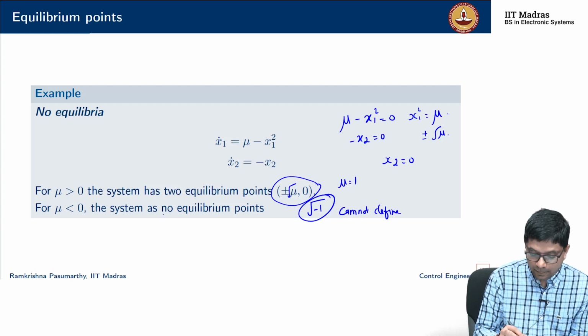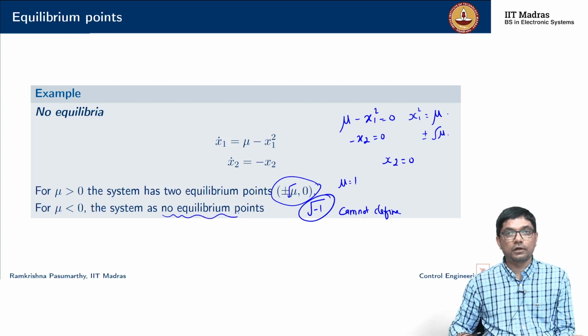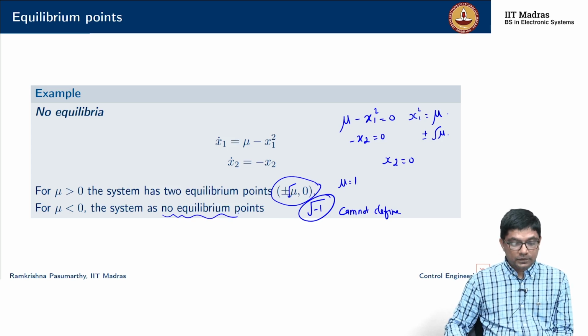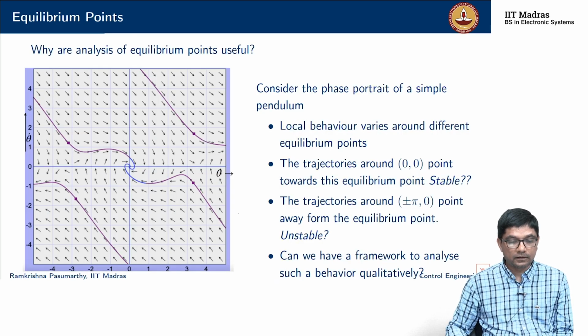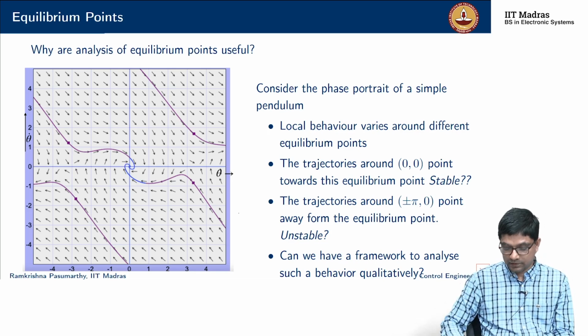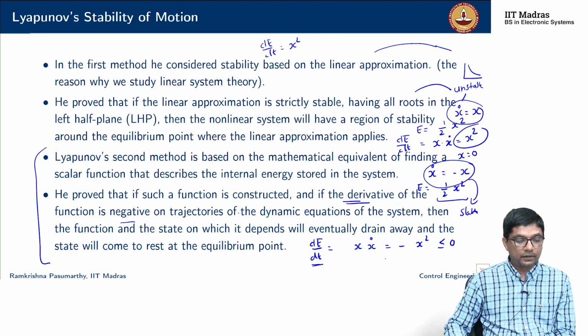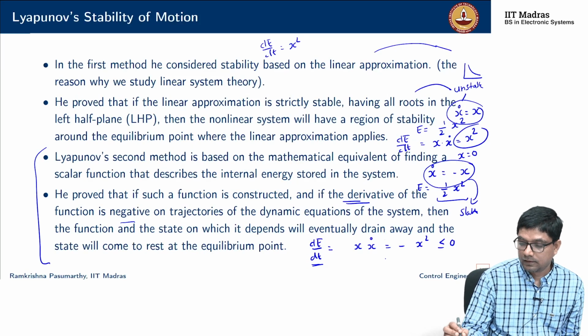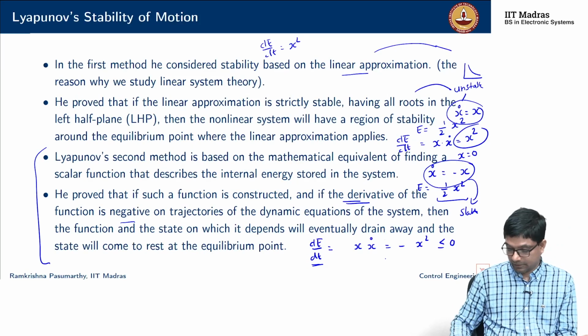Okay. And then there are also systems which do not have equilibrium points, right? Okay. So, this is nice, right? And why is analysis of equilibrium points useful? What we claimed in the first thing is that, well, I am looking at a linear approximation.